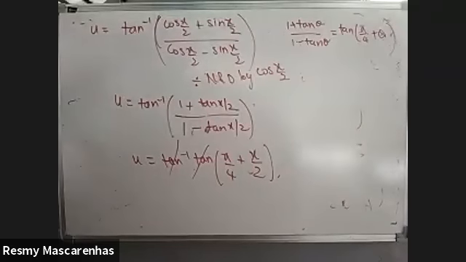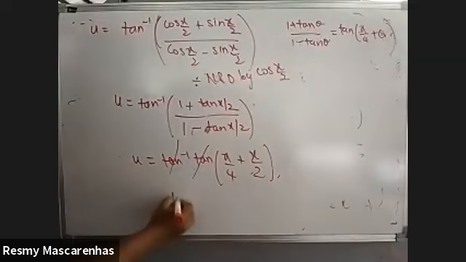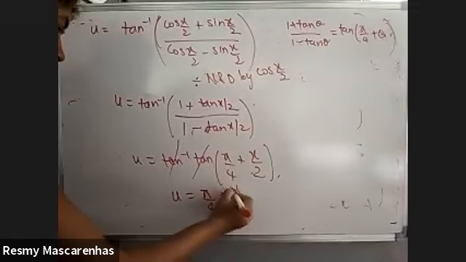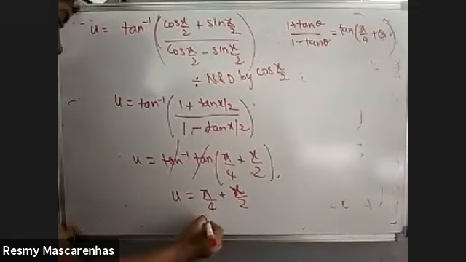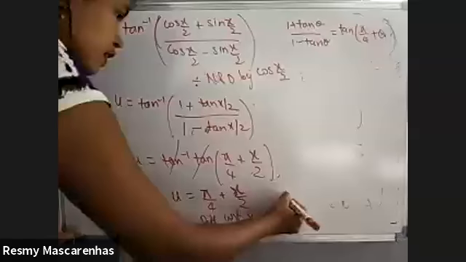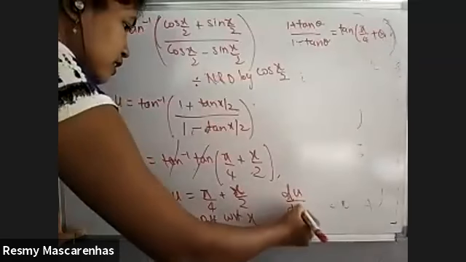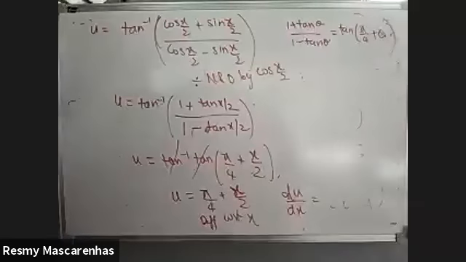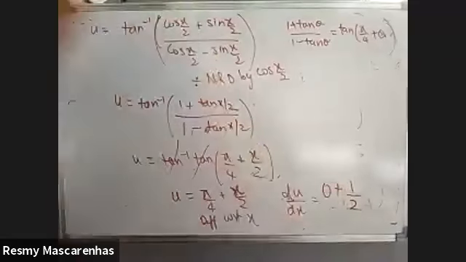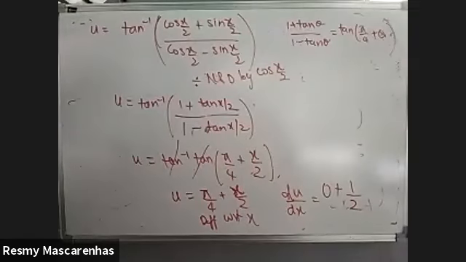And now take the derivative. So u is pi by 4 plus x upon 2. So differentiate with respect to x. So what will happen? du upon dx: derivative of pi by 4, pi by 4 is a constant, so that will be 0. And derivative of x upon 2 will be 1 upon 2. So half will be your answer, 1 upon 2.